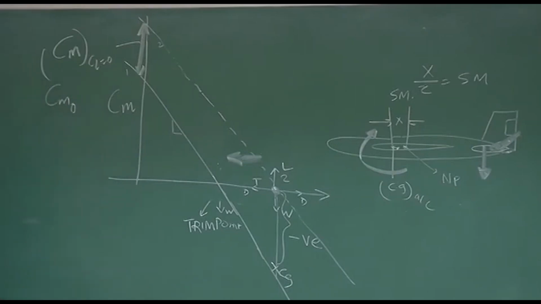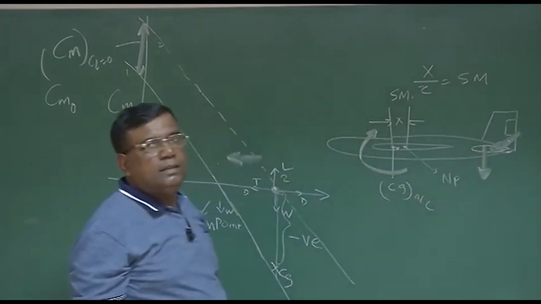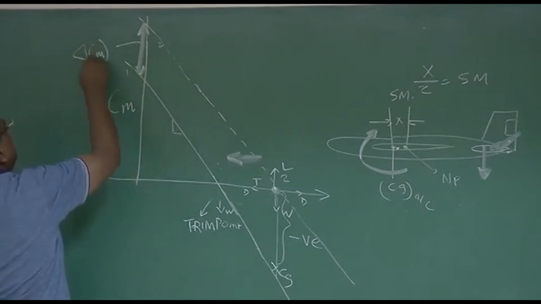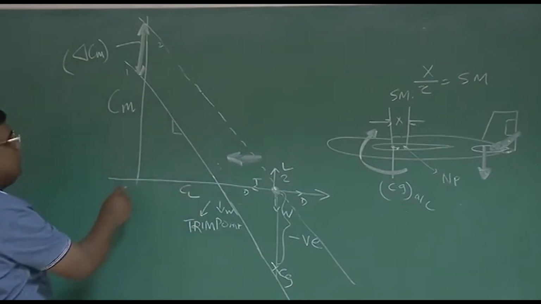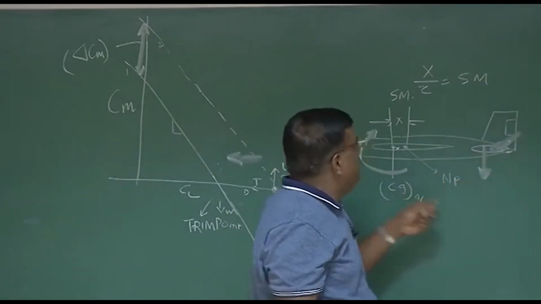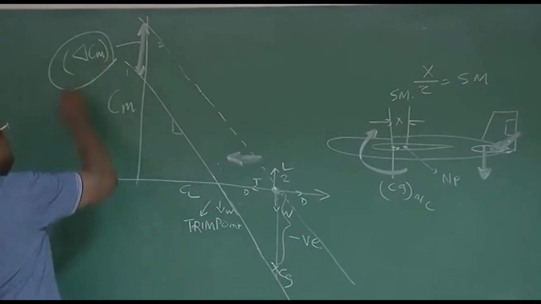And who generated this? This is generated by the elevator deflecting in the upward direction. Okay. If I now compare 1 and 2, we find additional delta Cm is generated. And who has generated this delta Cm at CL equal to 0? If it is a symmetric airfoil, it is equivalent to saying alpha equal to 0. Who has done it? It is by the elevator being held in up position, right? So my elevator should be powerful enough to give me this much delta Cm.